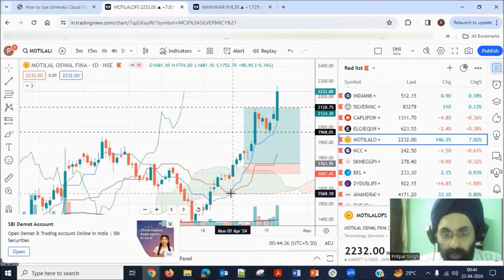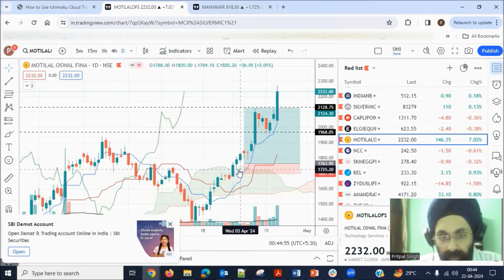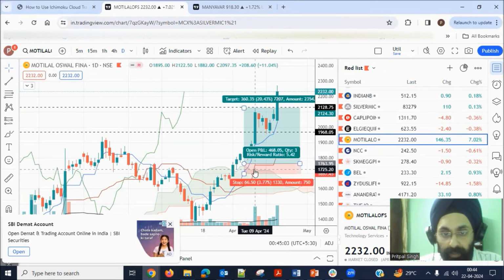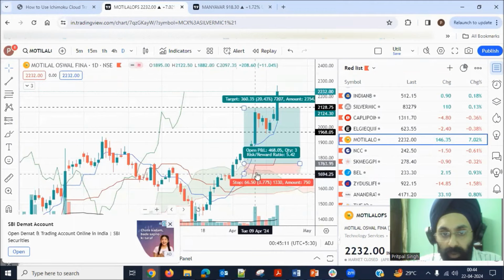After the crossover happens, you can either enter immediately or wait for the retracement. In this case, there was no point of retracement because within the very next day, the cloud breakout happened. This is the maximum retracement you got for the entry, and the risk reward will be pretty much the same, because after the crossover a very smart trader would have entered here. So the risk reward in that case would have been even better.